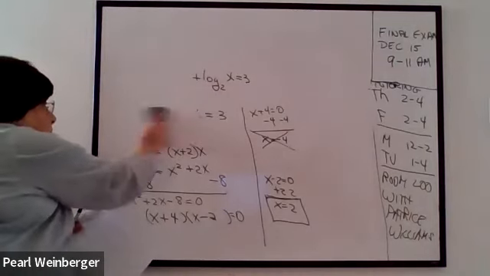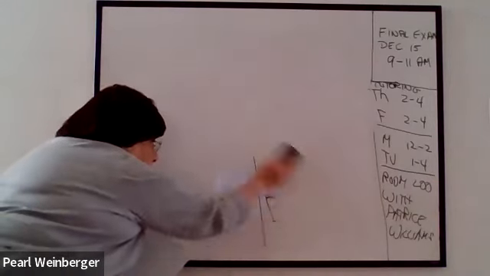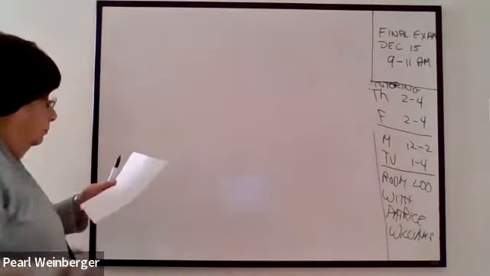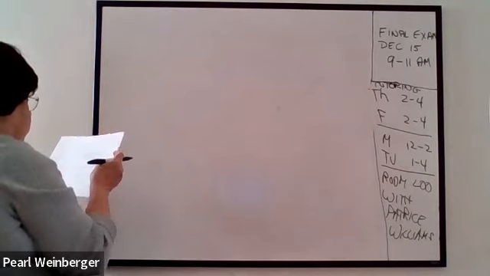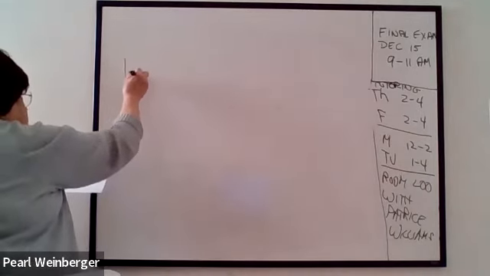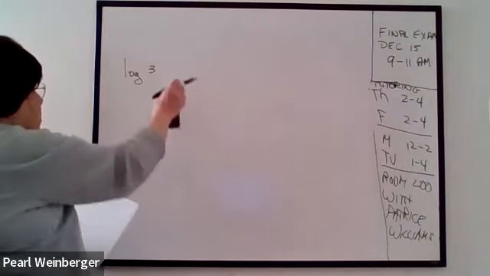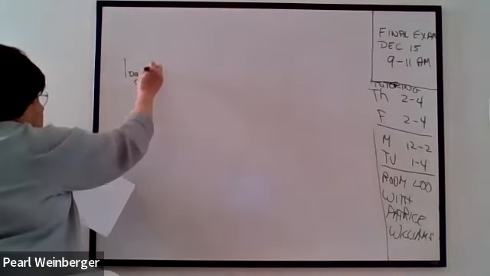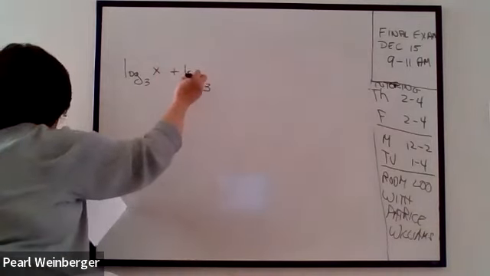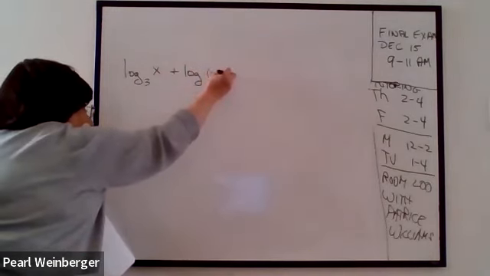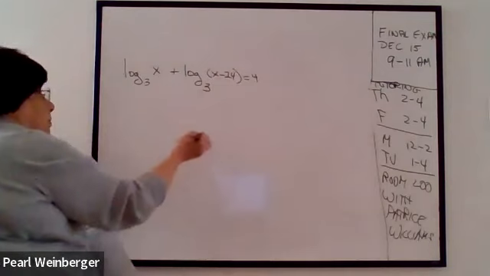Here's another question, a similar type question. Log base 3 of x plus log base 3 of x minus 24 equals 4. Here's your equation, and here are the answers that they give you.